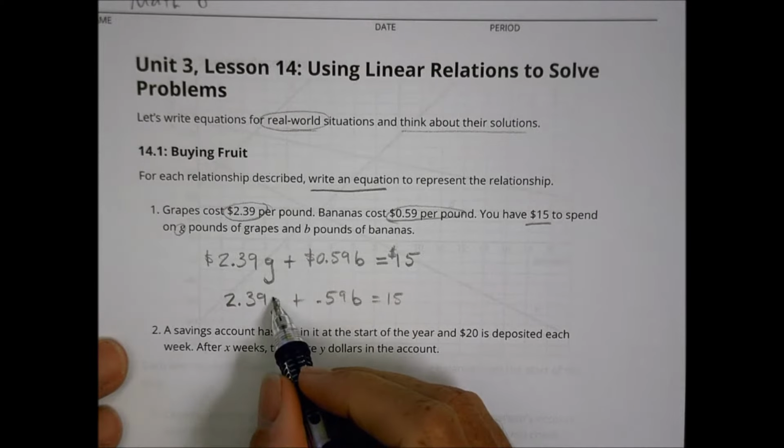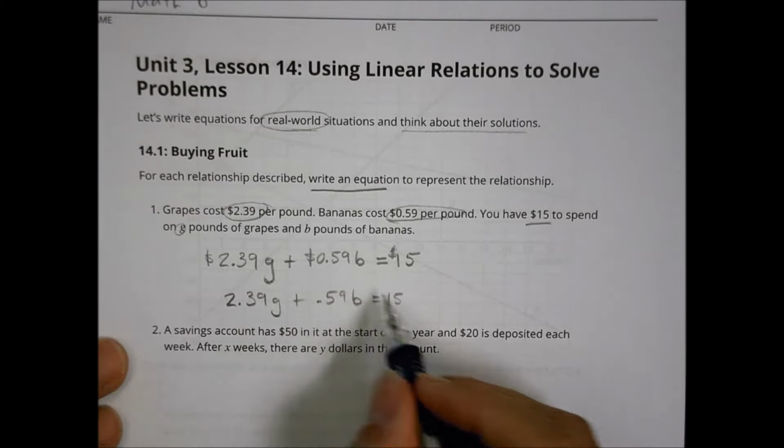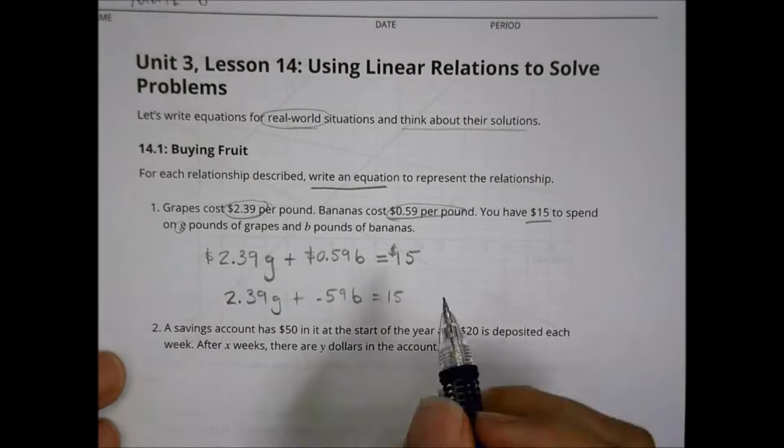If I bought 2 pounds of grapes, I could put 2 in there and multiply it out and see what I have left for bananas, whatever it might be.